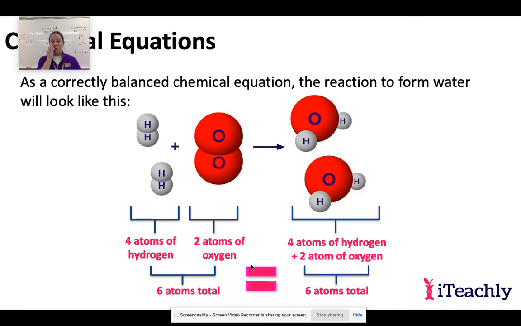So let's try another one. Let's look at this visually, how this would look. So here I have 2H2 plus 1O2 yields 2H2O. Notice I have 1, 2, 3, 4 hydrogens, 1, 2, 3, 4 hydrogens. How many oxygens? 1, 2, 1, 2. Total of 6. Total of 6. Thumbs up. It's all set.